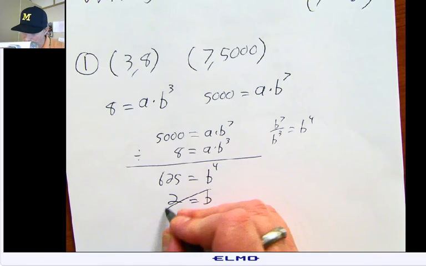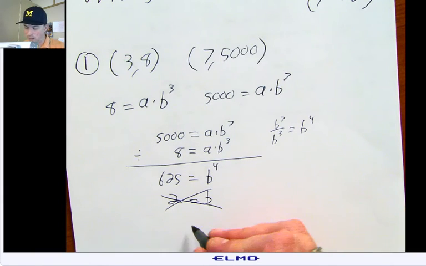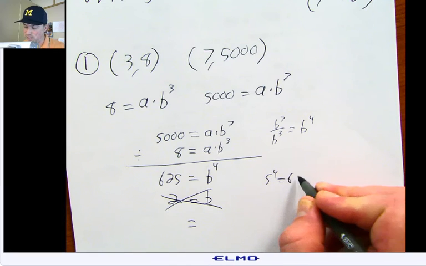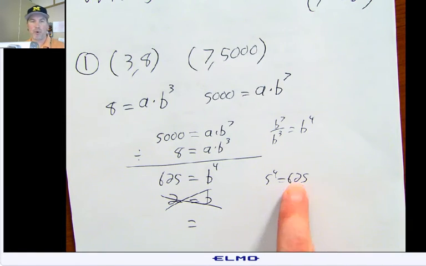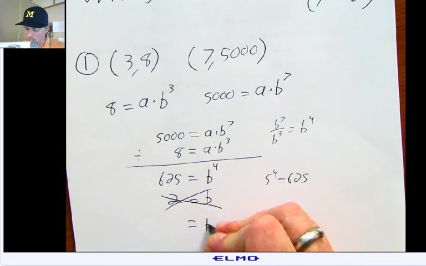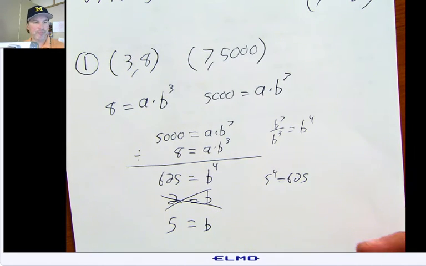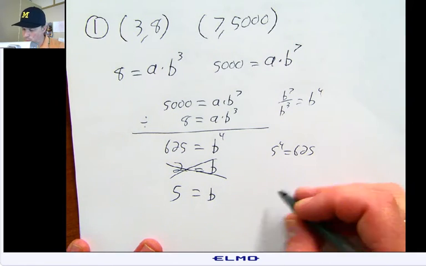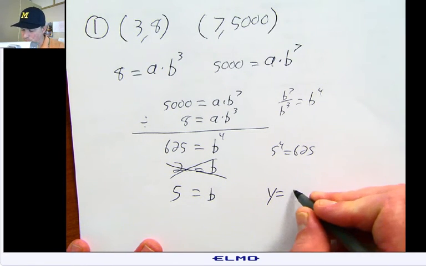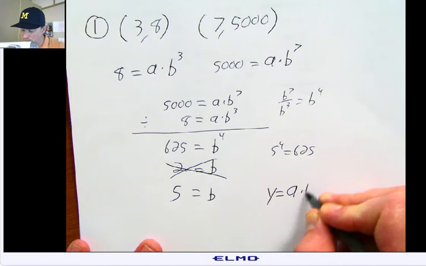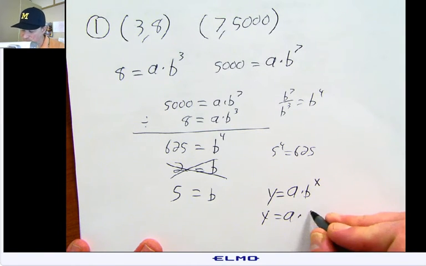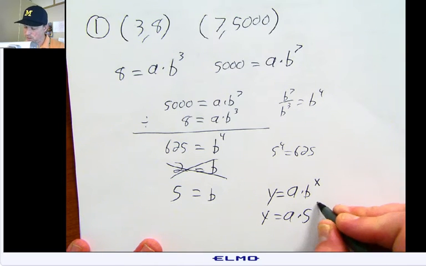The fourth root of 625 is 5, because 5 to the 4 is 625. So b is equal to 5. And just like with systems of equations, I could then rewrite my equation. Instead of y equals a times b to the x, I now know that it's y equals a times 5 to the x.